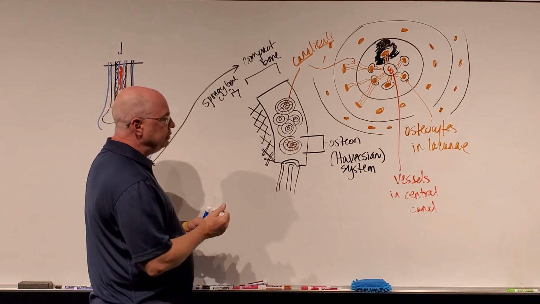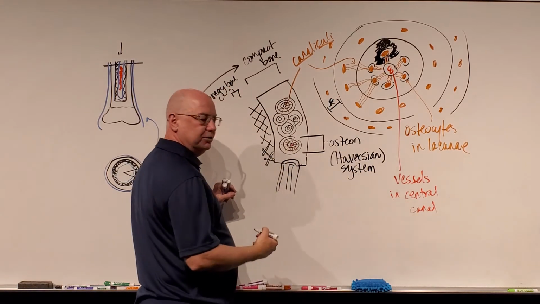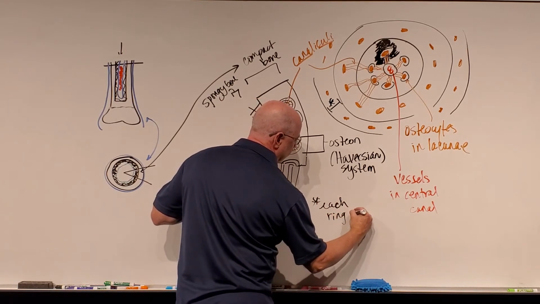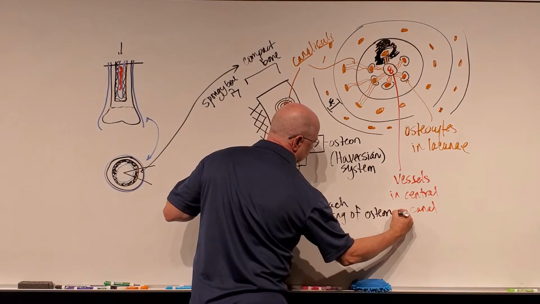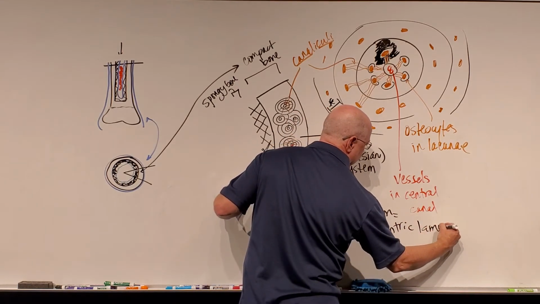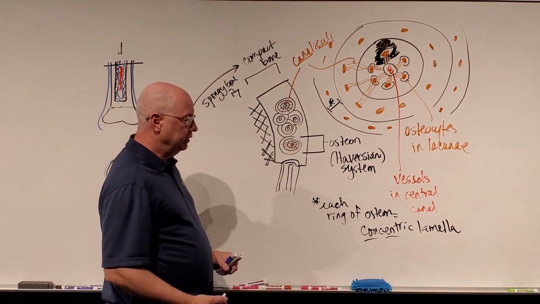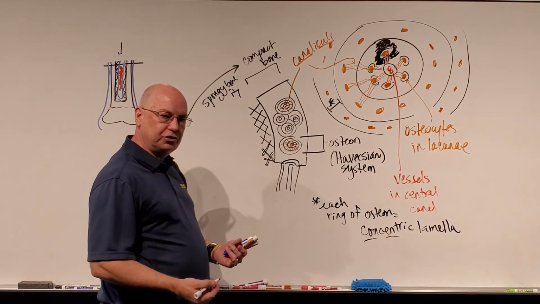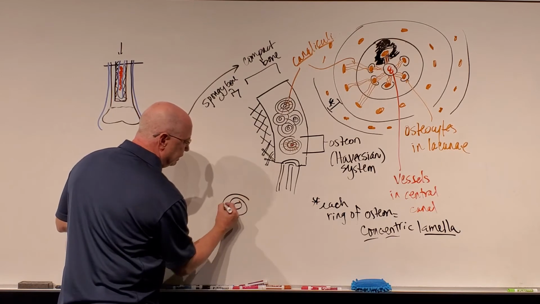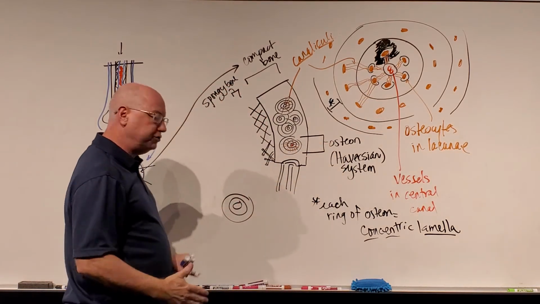Well, if I look at each layer or ring of the osteon, I'm going to put a little asterisk here because I'm running out of room, but each ring of the osteon is called a concentric lamella. Con means with, central means middle. So within the center of one circle is another circle. And the term lamella means layers, like when you laminate something. So if I draw circles like this, these are called concentric circles. Since I have multiple layers here, they're called concentric lamellae.